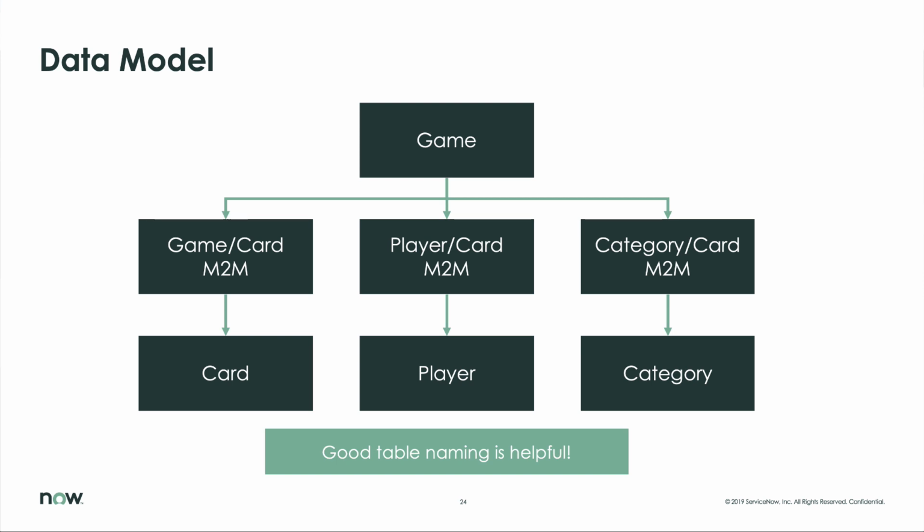I can use the same ServiceNow category. I can use the same Star Trek category. I can use the same Lord of the Rings category on any game that I put together. It just depends how I want to slice and dice this data.